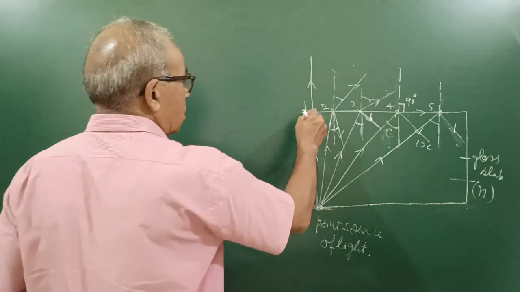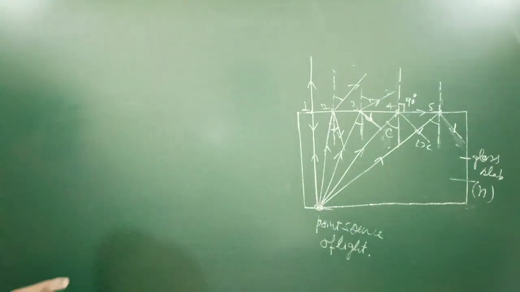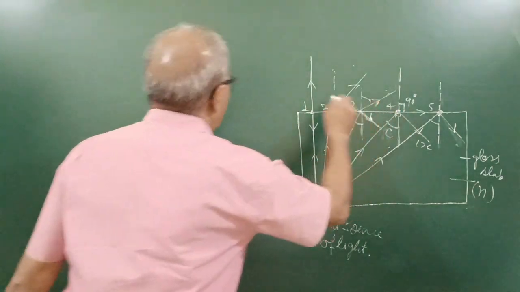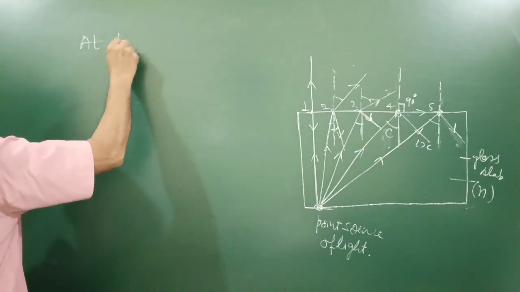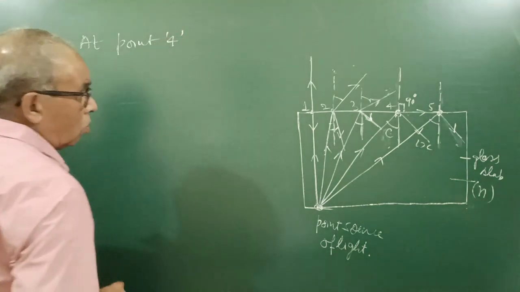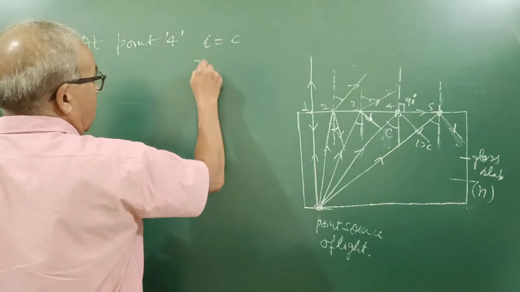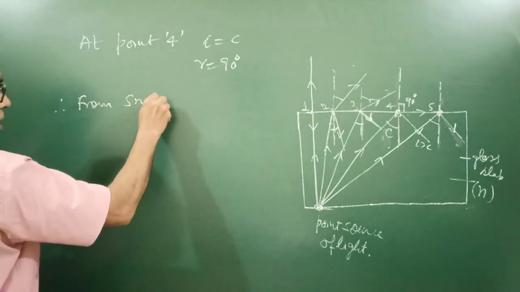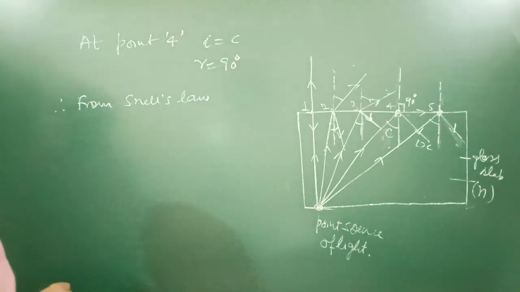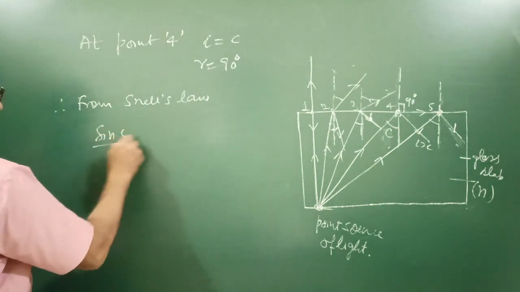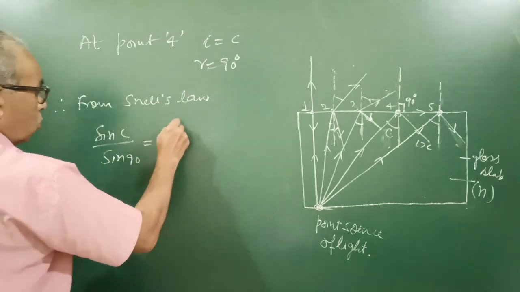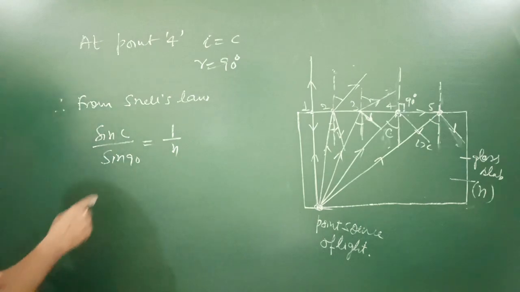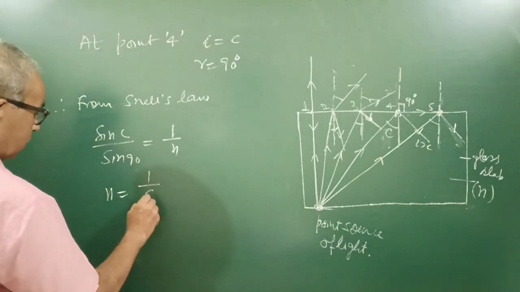Yes, one topic left, dear student. At point 4, at point 4, I equal to C and R equal to 90 degree. Therefore, from Snell's law, sine C upon sine 90 equal to 1 by n, light going from glass to air. Or n equal to 1 upon sine C.